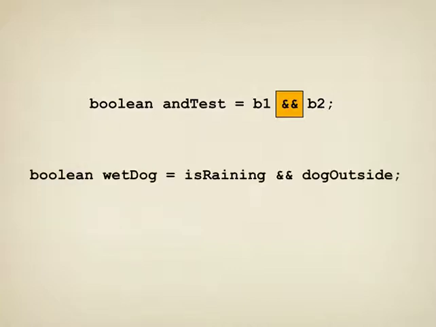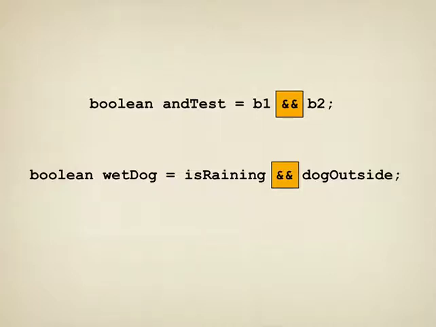Suppose I want to know if my dog is wet. One way my dog could be wet is if it's raining outside and my dog is outside. If these two things are both true, then my dog is wet. Now, of course, there are other ways for my dog to be wet, and we won't worry about that for now. Let's just assume the only way you can get a wet dog is if it's raining outside and the dog is outside in the rain. So the and construction lets us put these two things together to find out if the dog is wet.